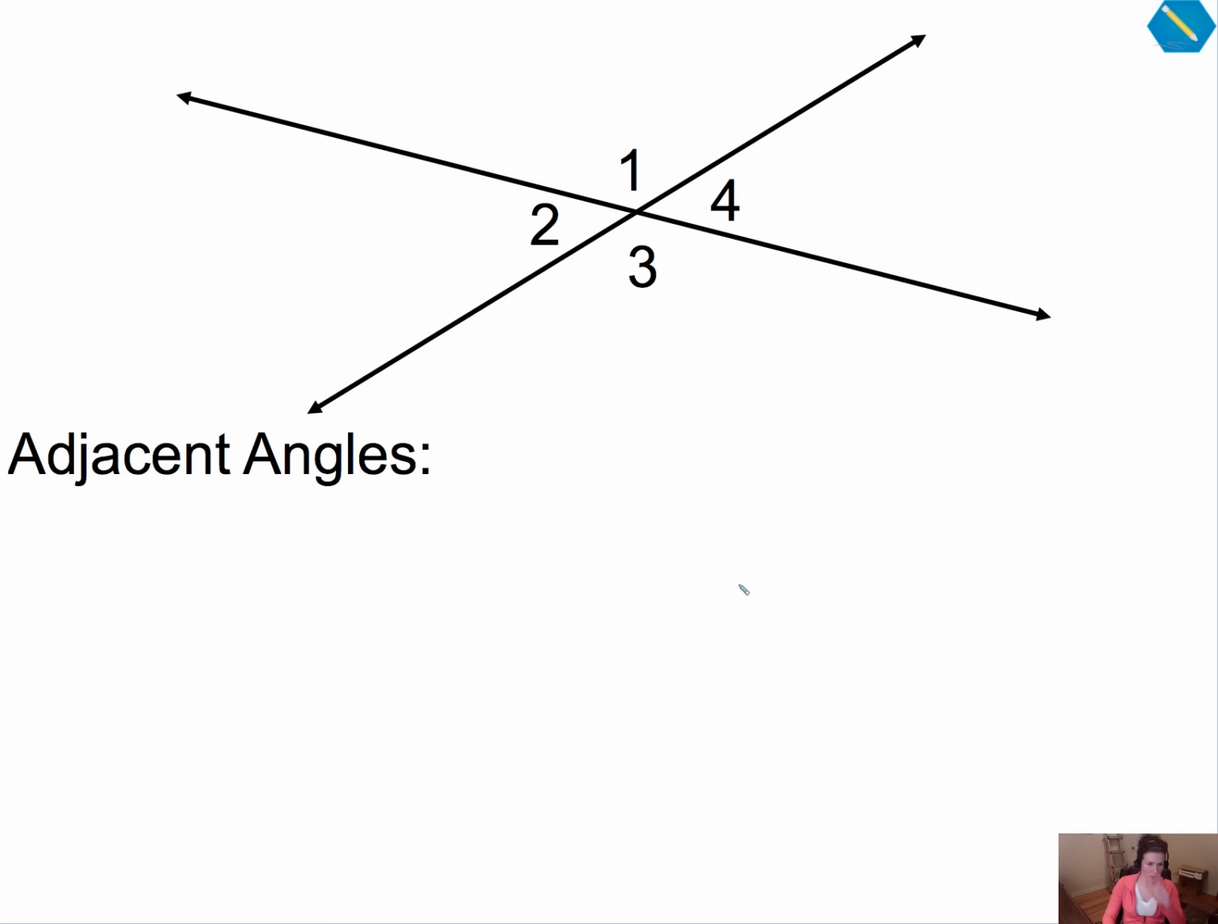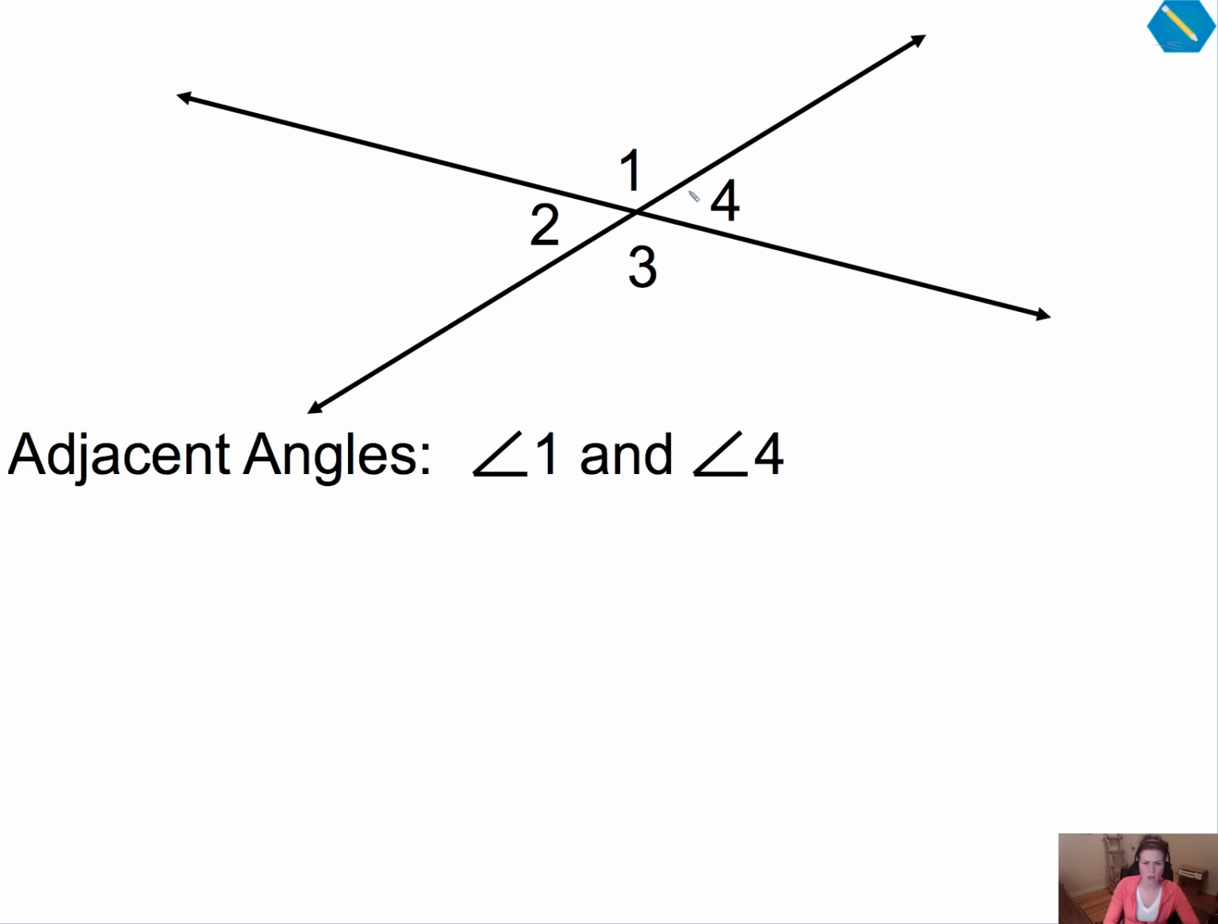First we want to talk about the adjacent angles. Well, what does adjacent mean? Adjacent simply means next to. We want to look for the angles that are next to each other. Okay, so let's say we were looking at angle 1 right here. Well, what angle is next to angle 1? Clearly angle 4, because they're touching each other. So angle 1 and angle 4 are adjacent angles, which is what I wrote right here.